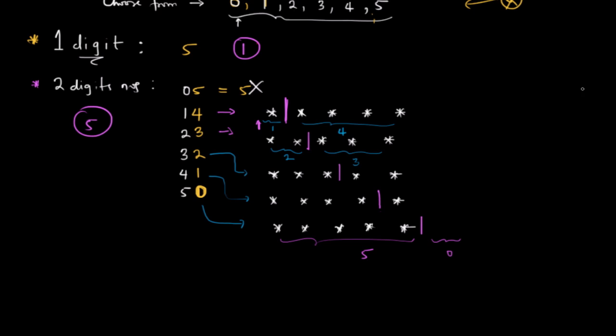Now, assuming you had, like we did before, 5 stars. Let's say you have 1, 2, 3, 4, 5. Since we said that this must represent a 2-digit number, if I decide to put my bar here as a possibility, my question for you is, what number would this symbolic representation represent?